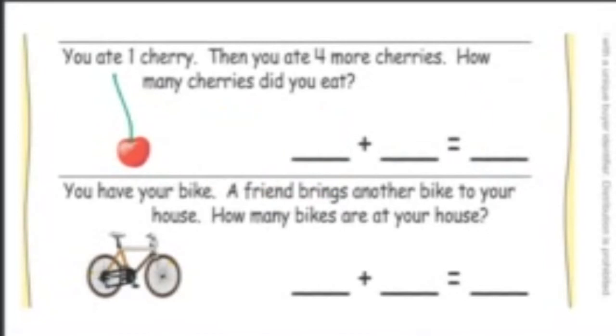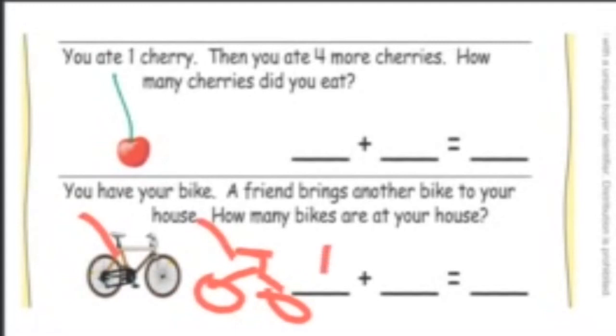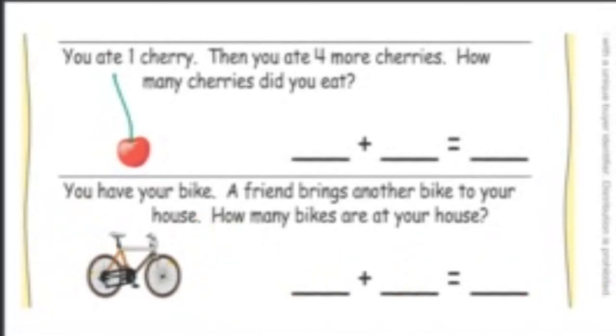Now the next, you have your bike. A friend brings another bike to your house. So this is your own bike and your friend brings another bike to your house. This is your friend's bike. Alright. Now how many bikes are at your house now? 1, 2. How did you get that? 1 bike in your house before plus your friend's bike, another 1 bike. You give us how many? 2. Very good. So 2 bikes are at your house now.